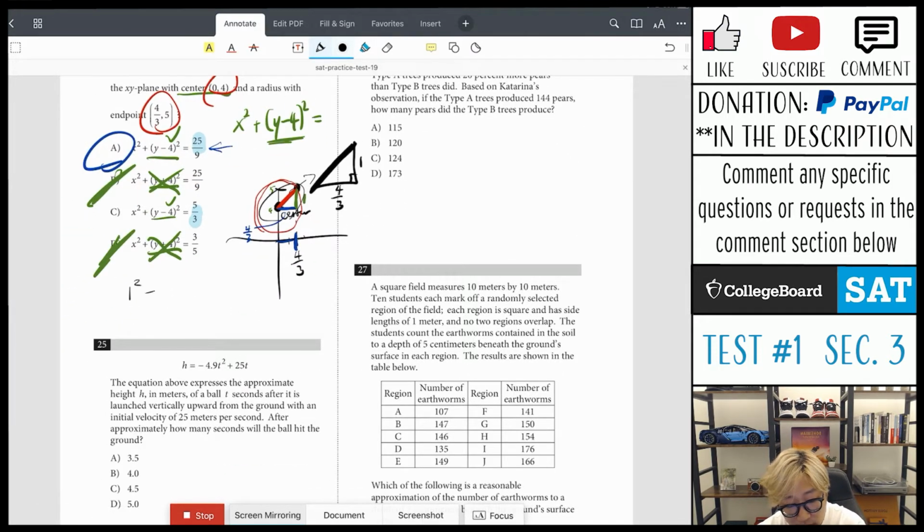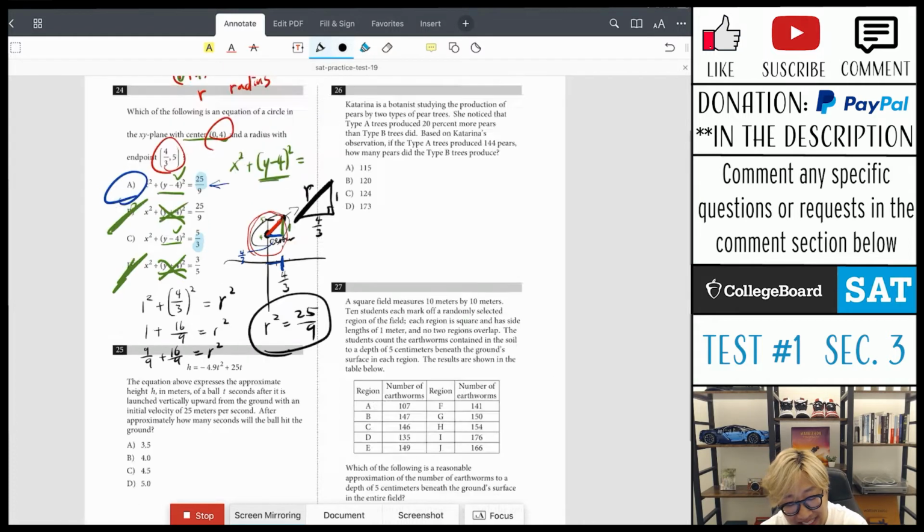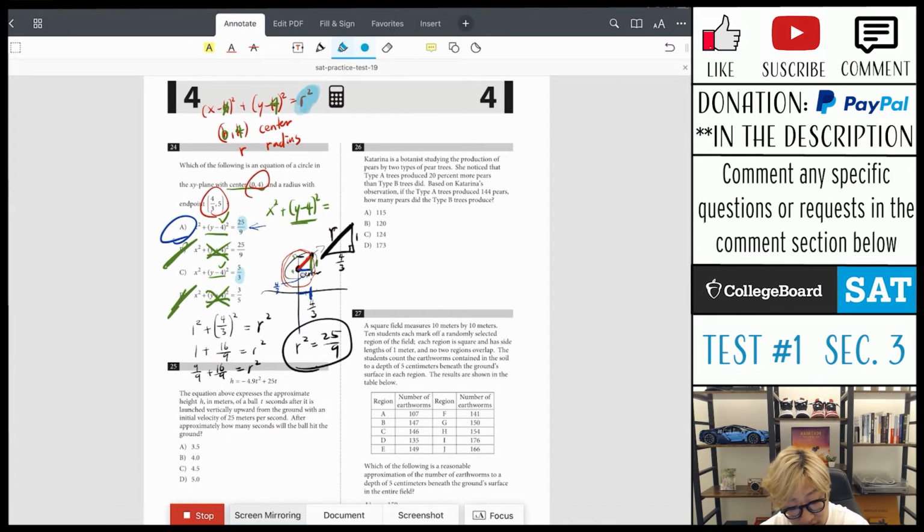So 1 squared plus (4/3) squared is equal to this, which is the radius. So I'll call it r squared. Normally we call it c squared, but I'll call it r squared. So 1 plus 16/9 is equal to r squared. So 9/9 plus 16/9 is equal to r squared. So r squared is equal to 25/9, and that's it. So that's why A is the answer.